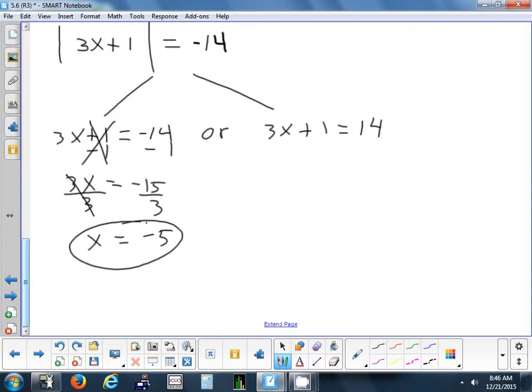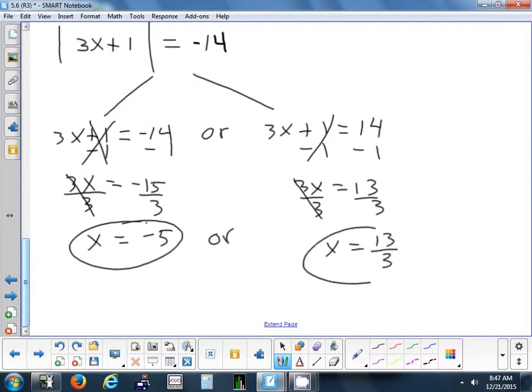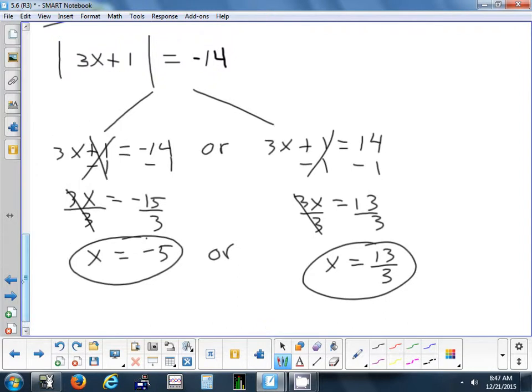Okay, or, and now we'll solve this one pretty much the same way we did the last one. So Alex, what would I do first here? Subtract 1. Okay, so that cancels. And Ryan, what would I finish up with here? Divide by 3. Okay, divided by 3. We get x equals 13 divided by 3. You don't have to worry about the decimal. And those are our two answers, right? Any questions on that one? Any thoughts?